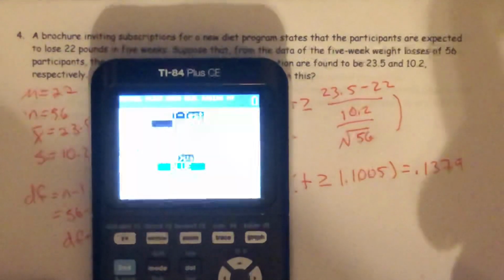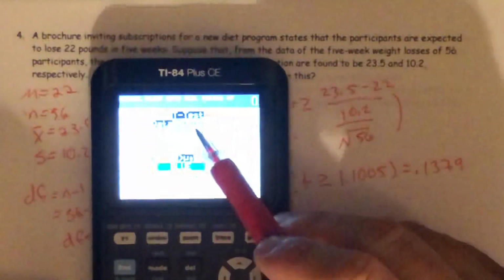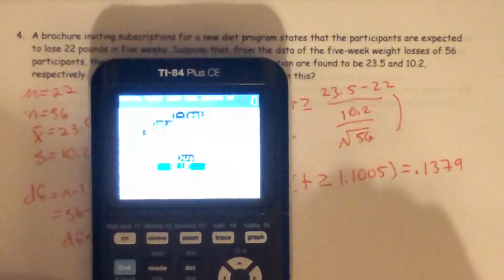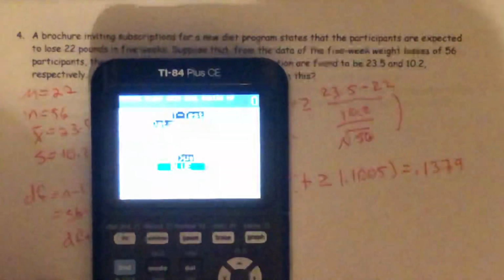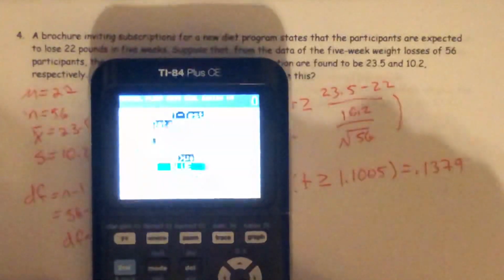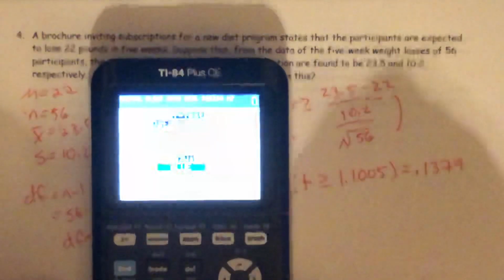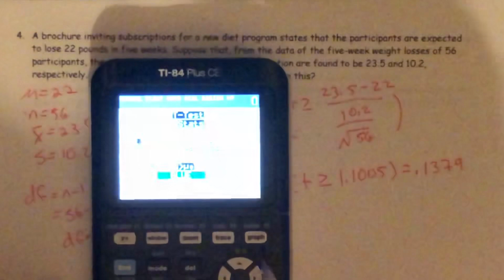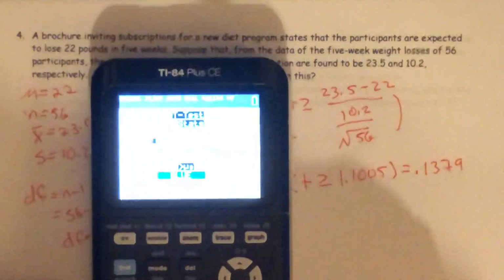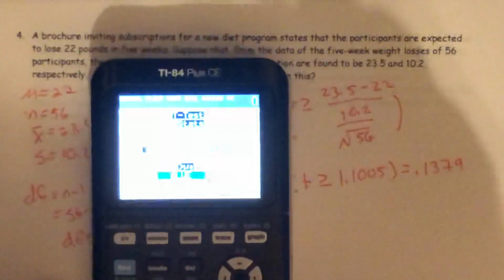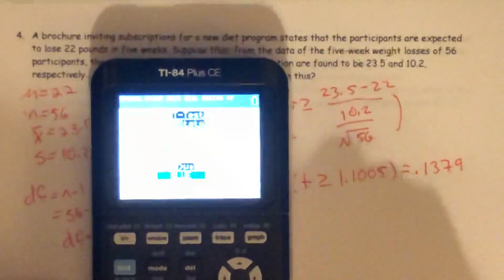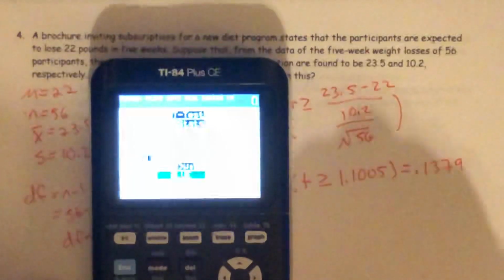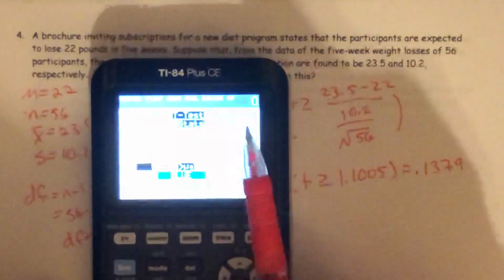We're going to highlight the word stats, for statistics, because they gave us the statistics. Our mean, they told us, was 22. They told us our x bar was 23.5. They told us the standard deviation of the sample was 10.2. And they also told us that the sample size was 56. So I'll go ahead and input the actual sample size.